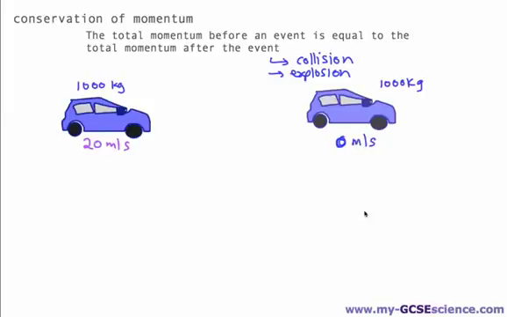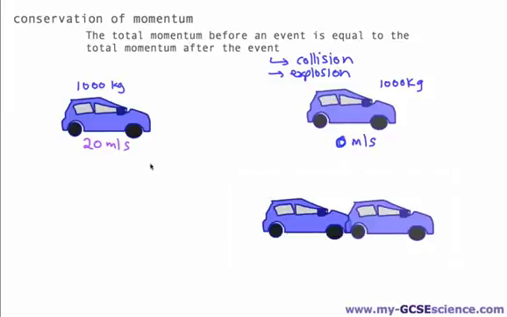So the two cars then collide, so the first car at the back there collides into the second car, and they then move off together. Okay, so they stick together and they move off as one together. How can we work out the velocity of this moving pair of cars?